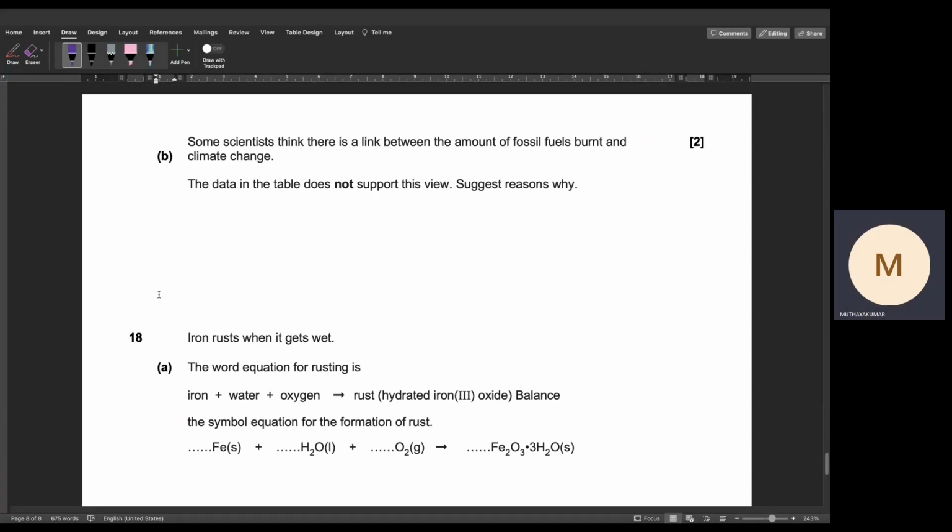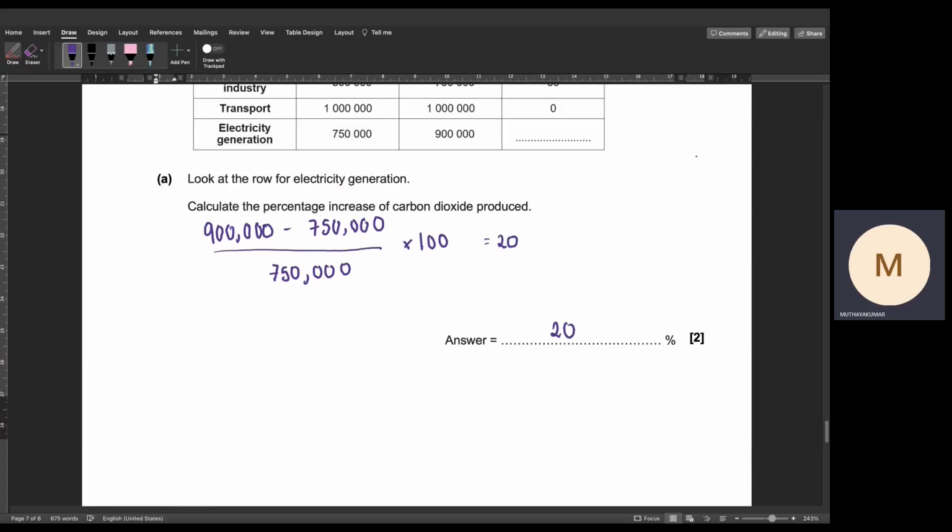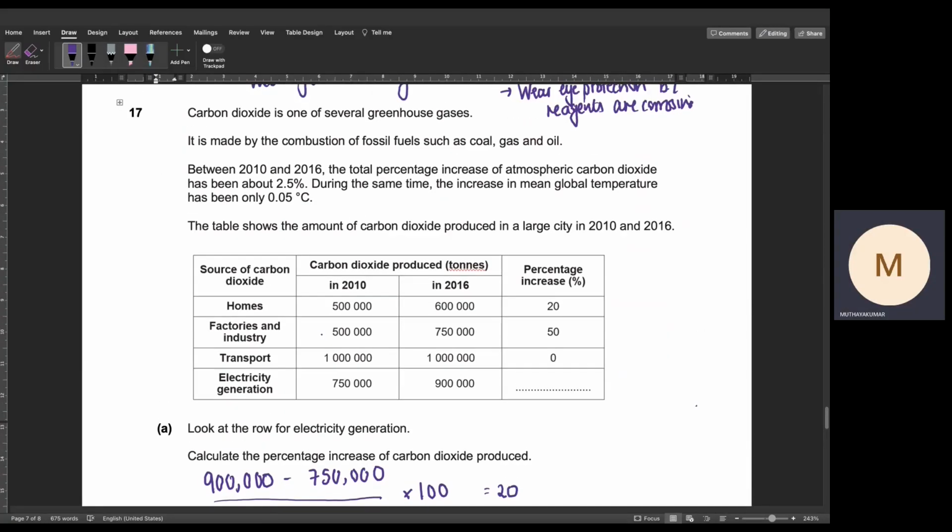Part B. Some scientists think there is a link between the amount of fossil fuels burnt and climate change. The data in the table does not support this view. Suggest reasons why. So we're trying to find evidence which does not support the link between fossil fuels burnt and climate change. And we need to use the data to explain. We are given various sources of carbon dioxide. We are also given data which shows the percentage increase in carbon dioxide within these 6 years. The reference to temperature is in the text above.